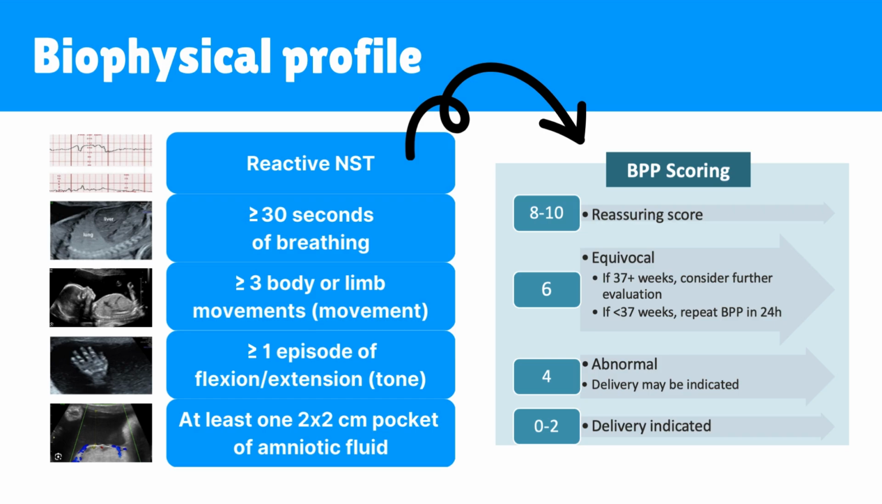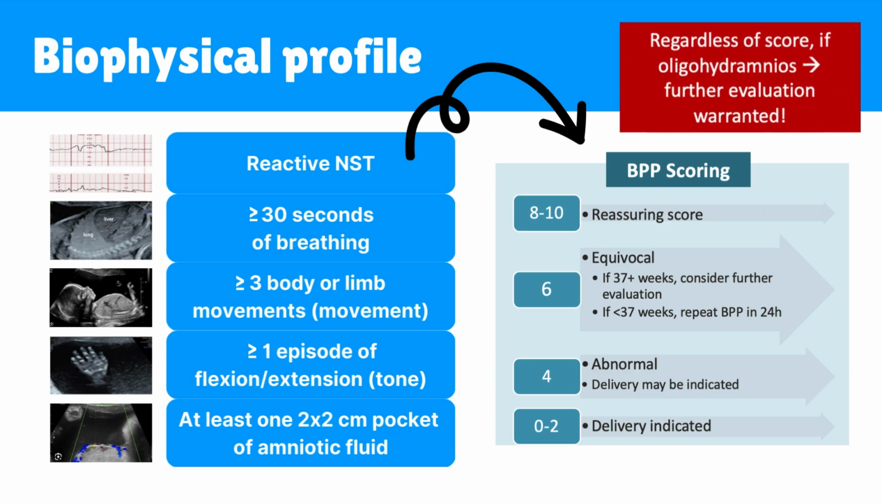Of course, scores need to be taken in full clinical context. The BPP is just one piece of data. And don't forget, regardless of your score, if you find oligohydramnios, meaning a DVP of less than 2 centimeters, then further evaluation is always warranted.